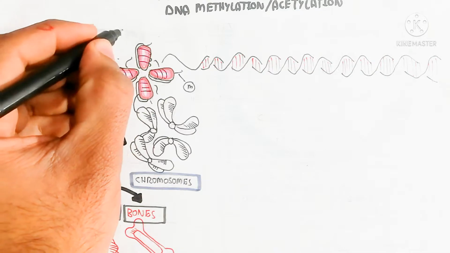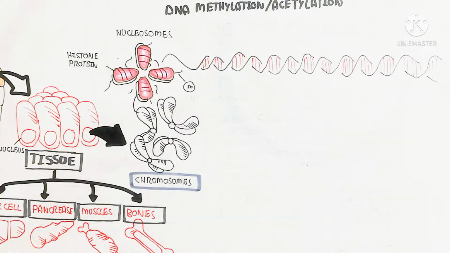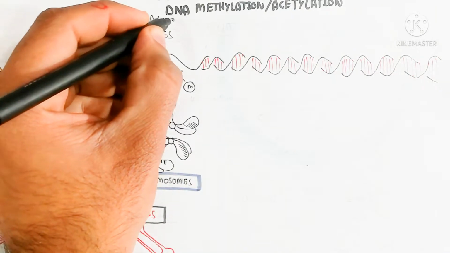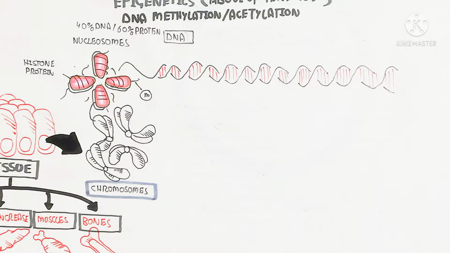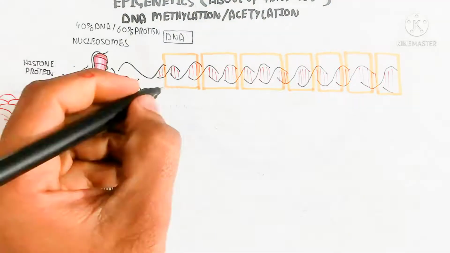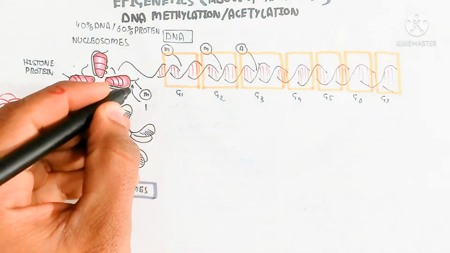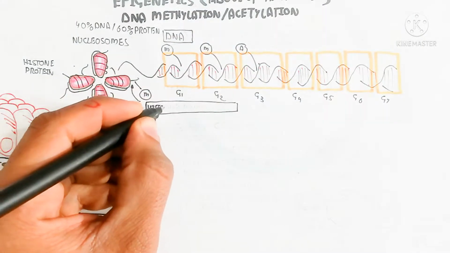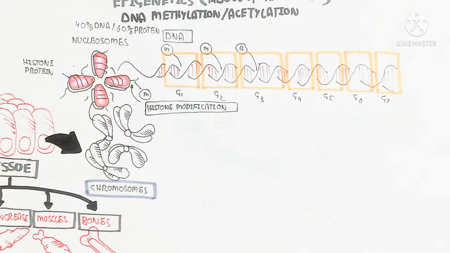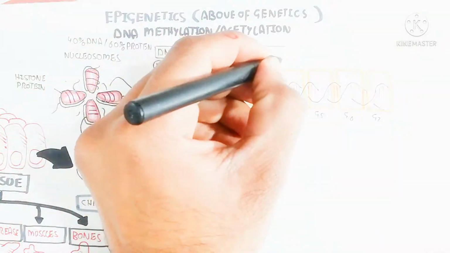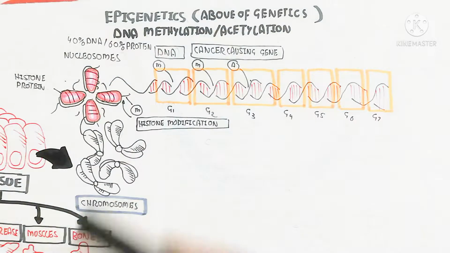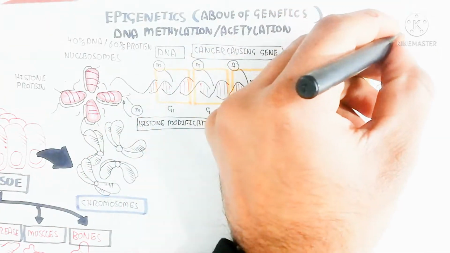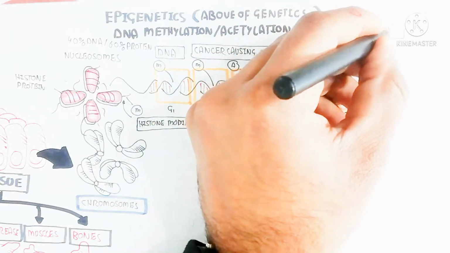Here is the chromosome in the nucleus of the cell, which contains histone protein, 60% protein and 40% DNA. In this way it forms the nucleosome, made of 8 histone subunits of 4 types. Histone modification occurs in the histone protein, so methylation of the histone protein is very important, and unwanted gene expression will be inhibited through histone methylation.